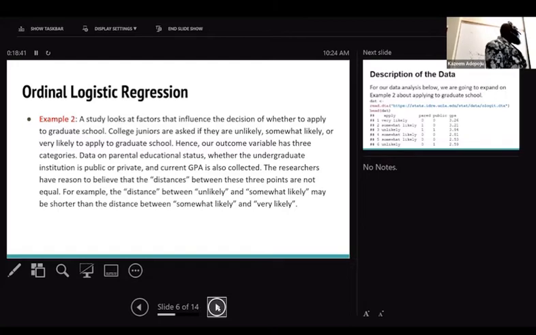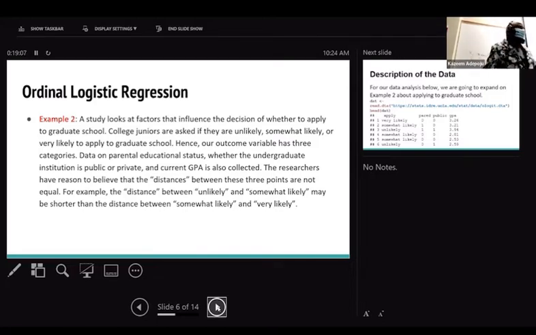Just like I said, the reason why we're going to use ordinal logistic regression here is because the distance between the 3 points is not equal. What are the 3 points I'm talking about? The levels of the response. For example, the distance between unlikely and somewhat likely may be shorter than the distance between somewhat likely and very likely. So that is what I wanted to say.